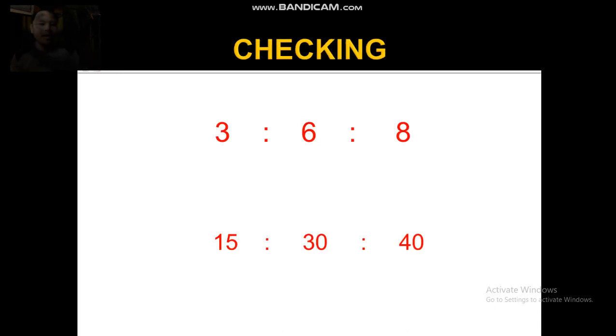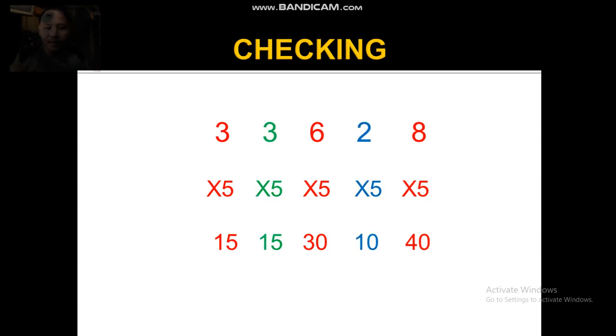So let's have the checking. As what I have said earlier, the ratio numbers 3, 6, 8 have a common multiplier. So if you multiply the ratio numbers by the common multiplier, the result is the actual values 15, 30, and 40. Notice also that the ratio difference numbers 3 and 2, if multiplied by the same common multiplier, the result is the actual differences 15 and 10. So the values that we have obtained so far are correct.